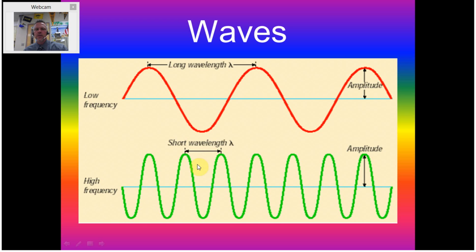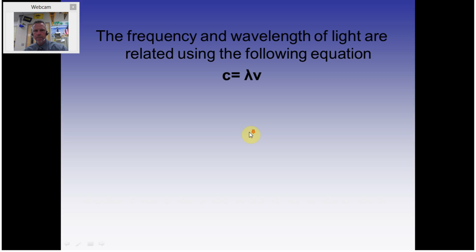All right. Also notice or compare the wavelengths between these guys. So the red line might be described as a long wavelength if you compare its wavelength from crest to crest to the green wave's wavelength, which looks much shorter. All right, so you can have high frequency and low frequency. You can have short wavelength and long wavelength. And of course, we don't really demonstrate it very well here, but amplitudes can be different as well.